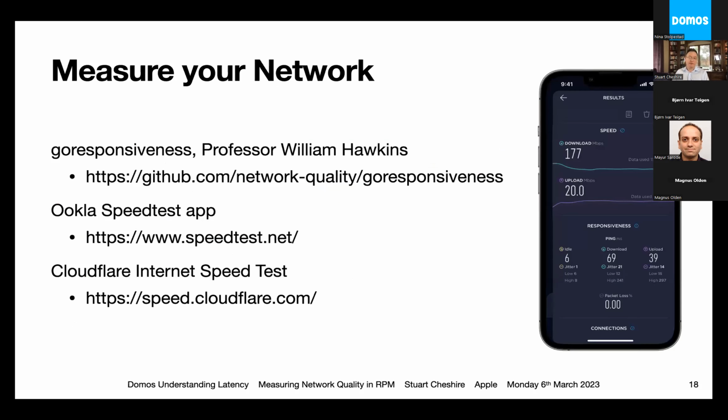So the good news is, in the couple of years since then, lots of other people have got excited about this too. Professor William Hawkins from University of Cincinnati has produced his own open source version of the responsiveness test. Ookla has added working responsiveness to their speed test app, which I'm really excited about. The Ookla speed test is one of the most well-known and popular speed test apps.